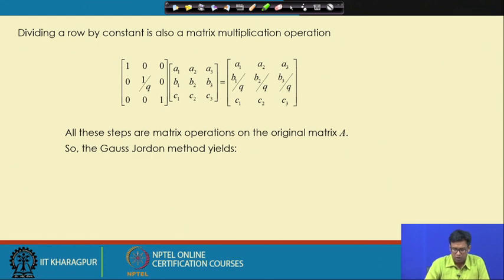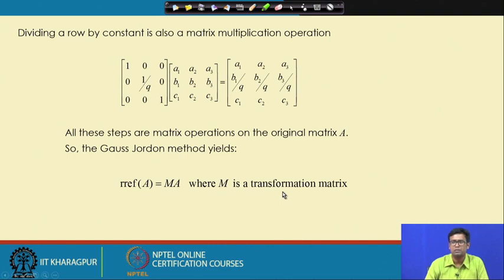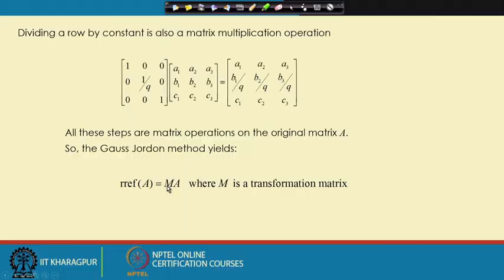So, all the steps in Gauss elimination and in the Gauss-Jordan method can be replaced by a matrix multiplication step, multiplication by a permutation matrix, or multiplication by a matrix like this, or multiplication by a subtraction or addition matrix. So, the Gauss-Jordan method will yield the reduced row echelon form of a matrix A as M into A, where M is the transformation matrix, that means it is the product of all the transformation matrices including the row operation matrix, row division matrix and row permutation matrix, and all the series of operations should be multiplied and we will get this matrix A.